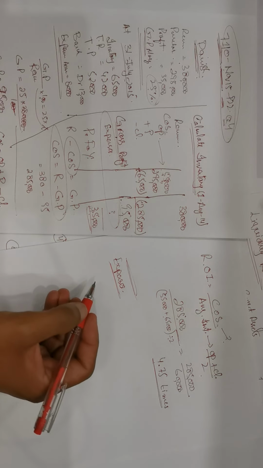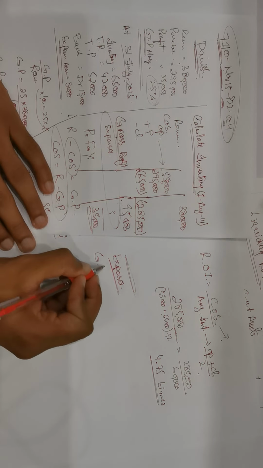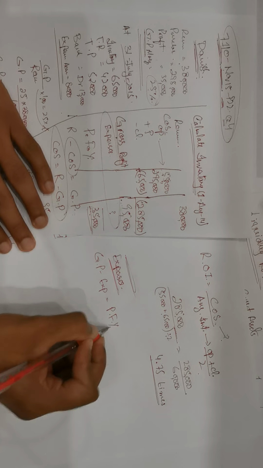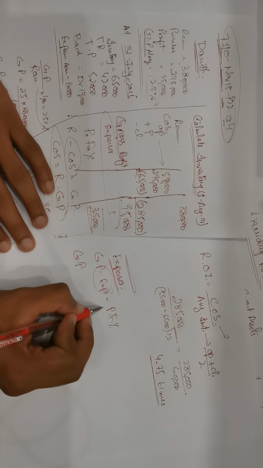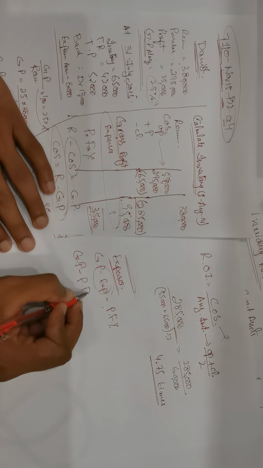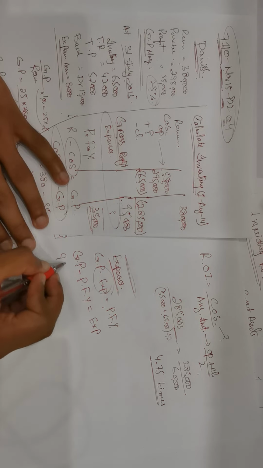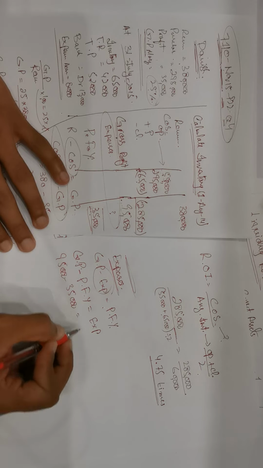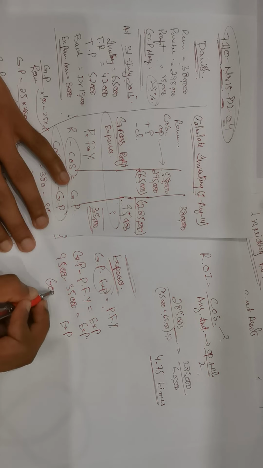How am I going to solve this? It is like this: GP minus expenses equals profit for the year. I need to find expenses. Profit for the year is on the right hand side of the equation, so I'll take it to the left hand side. GP minus profit for the year equals expenses. Now GP is $95,000, profit for the year is $35,000, and the expenses are $60,000.